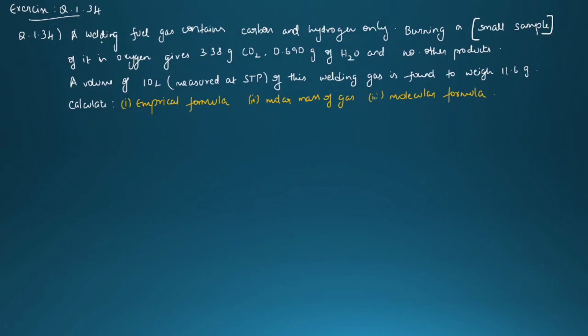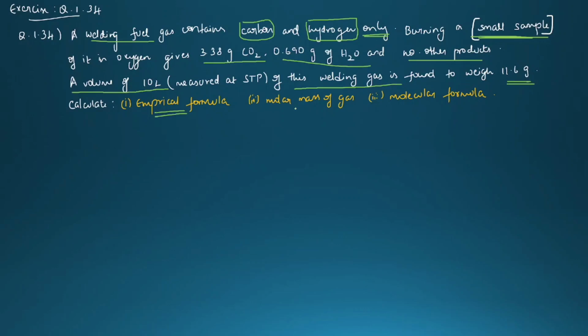Now we'll look into question 1.34. A welding fuel gas contains carbon and hydrogen only. Burning a small sample of it in oxygen gives 3.38 grams carbon dioxide, 0.690 grams water and no other products. A volume of 10 liter measured at SCP of the welding gas is found to weigh 11.6 grams. Calculate the empirical formula, molar mass of gas and molecular formula.